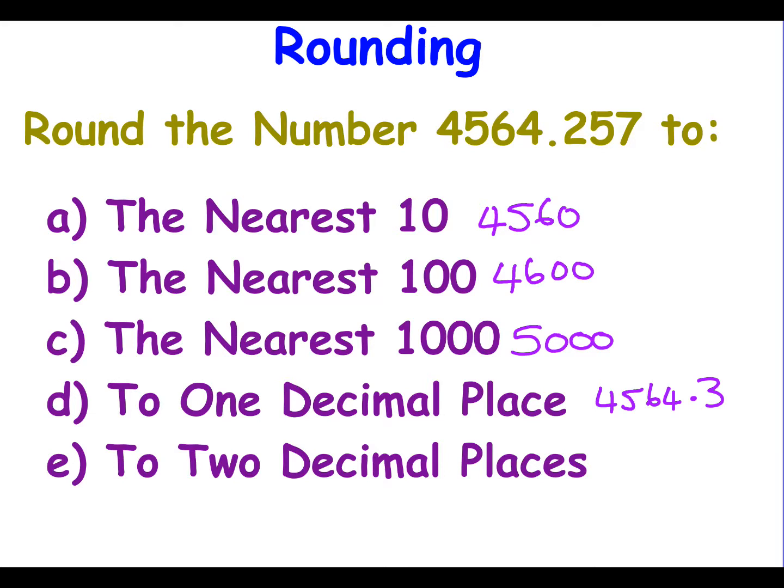Now let's look at the really important skill, rounding to 2 decimal places. 2 decimal places means I want to round it at this point. In order to make a decision on whether to stick with 5 or round it up, I look at the next number along, which is a 7. Therefore, I round the 5 up to a 6. So it becomes 4564.26.